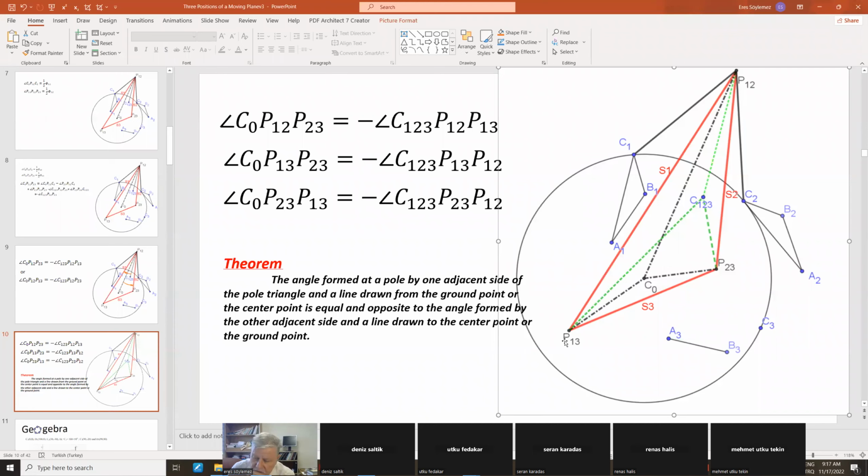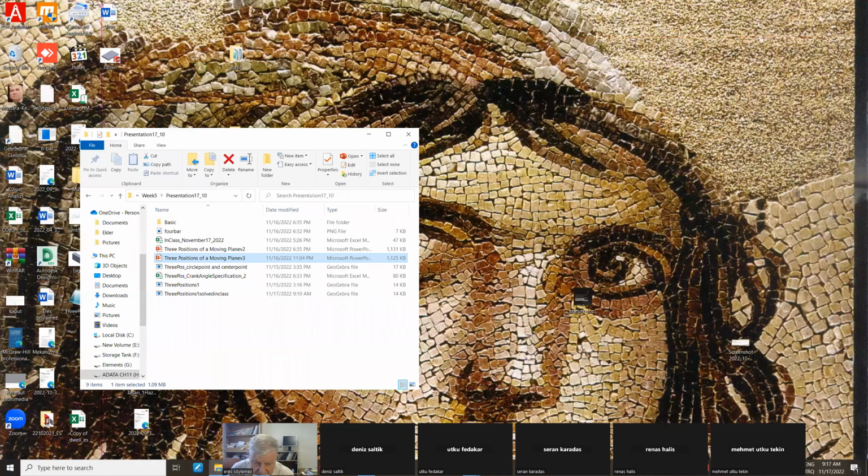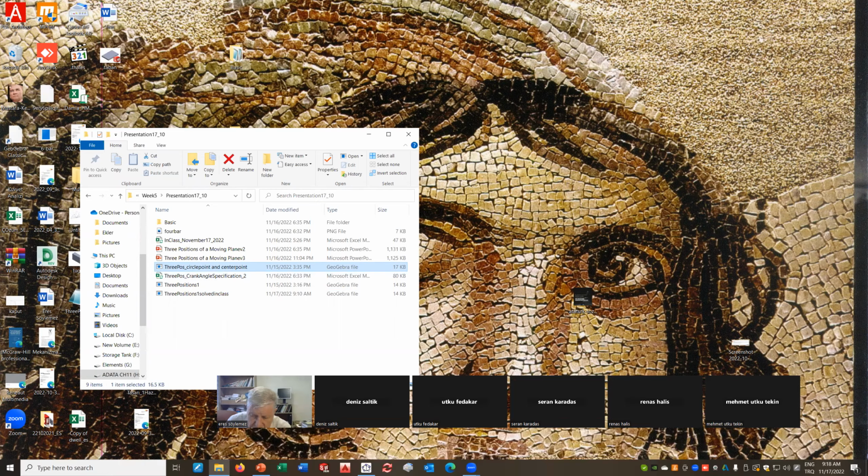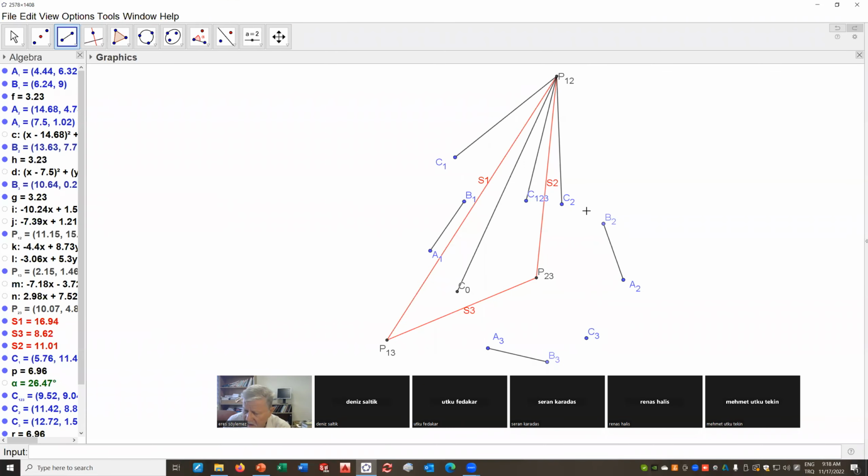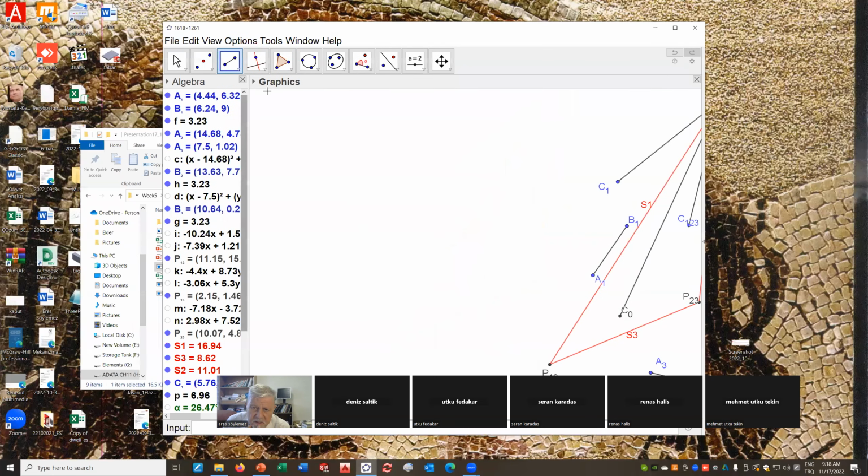Now let me go back to GeoGebra again. I don't think I will be able to show it on this one. So what I will do is this. I can show it with this file, but I will do something different, solve a different problem.